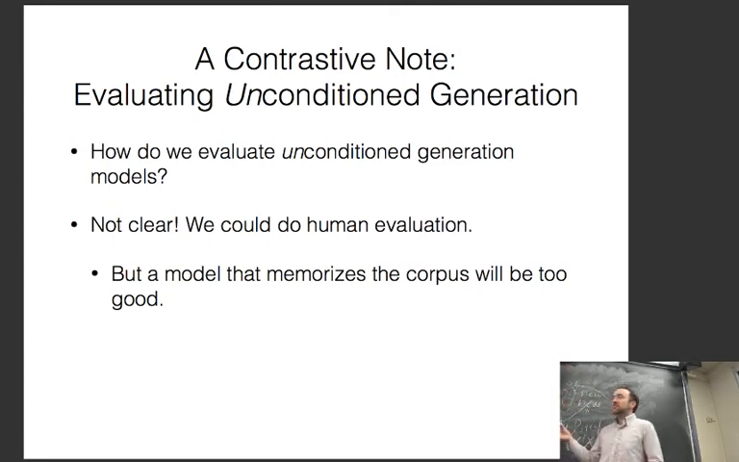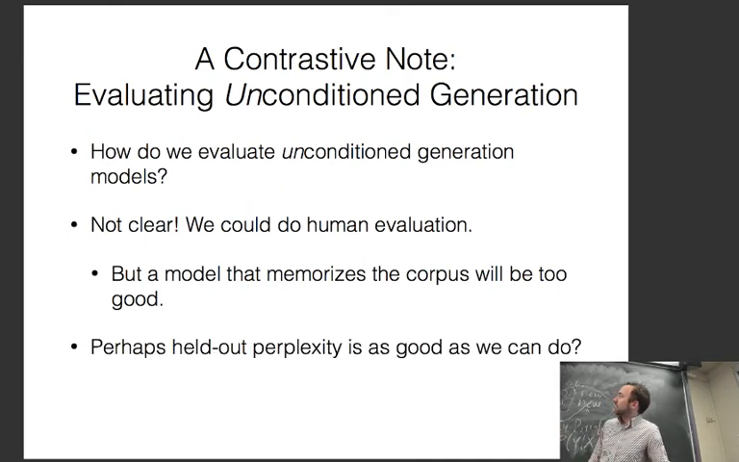And this is actually a pretty big problem. It's very difficult to evaluate unconditioned generative models properly. Perhaps Perplexity on a held out set is about as good as you can do.